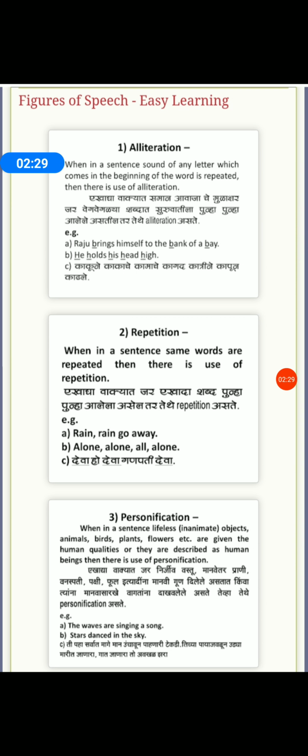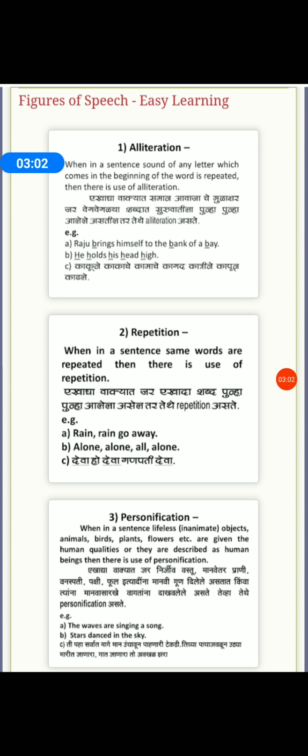When in a sentence, lifeless, inanimate objects, animals, birds, plants, flowers, etc. are given human qualities or they are described as human beings, then there is use of personification figure of speech. एखाद्या वाक्यात जर निर्जीव वस्तू मानवेतर प्राणी, वनस्पती, पक्षी, फूल इत्यादींना मानवी गुण दिलेले असतात किंवा त्यांना मानवासारखे वागवताना दाखवलेले असते तेव्हा तेथे पर्सोनिफिकेशन फिगर ऑफ स्पीच असते.